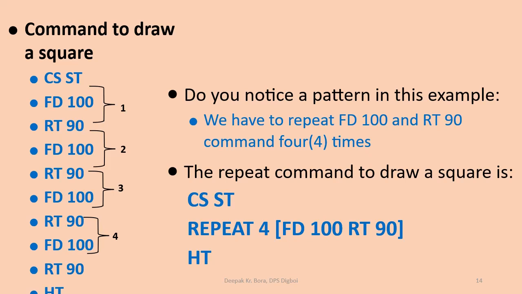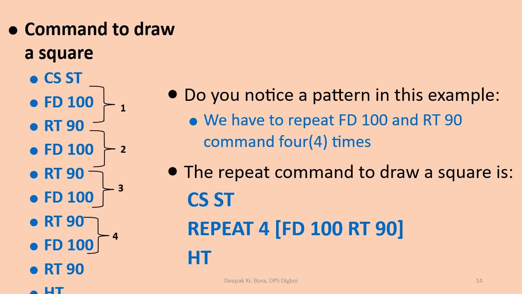Here I am going to take the example of a square. How to write the commands to draw a square in Logo. Very first, I will write the simple Logo commands to draw the square as it is written on the left hand side: CS, ST, FD 100, RT 90, FD 100, RT 90, FD 100, RT 90, and FD 100, RT 90, followed by HT.